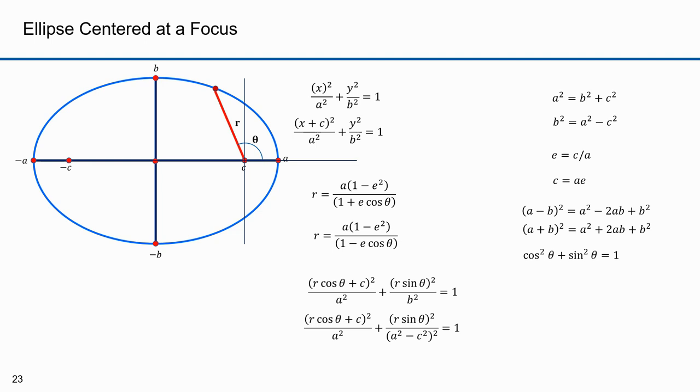Here, I have substituted a squared minus c squared for b squared. And here, I've substituted ae for c. What we ultimately want to get to is a single r on the left-hand side of the equation and a function of theta on the right. We ultimately want to get to this, and I'll show you how we do that.